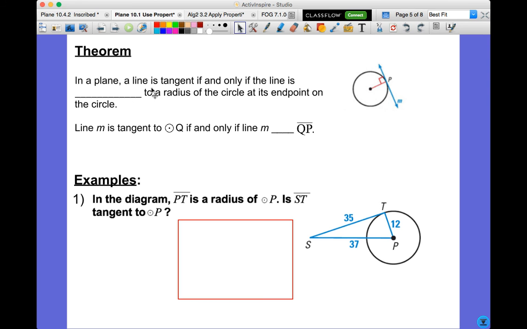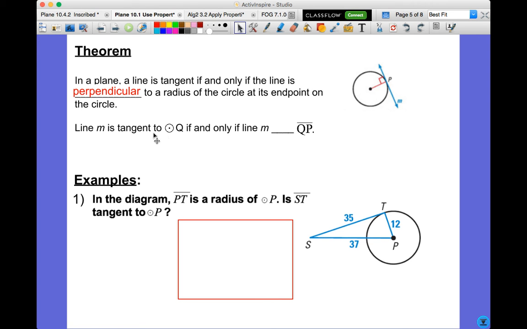Theorem. In a plane, a line is tangent if and only if the line is perpendicular to a radius of the circle at its endpoint on the circle. So let's take a look at this figure. We have a circle with a radius and it intersects line M at point P. And if we look at this box, it's telling me that it's forming a right angle. Therefore, we know that that must be perpendicular. So the tangent has to be perpendicular to the radius.